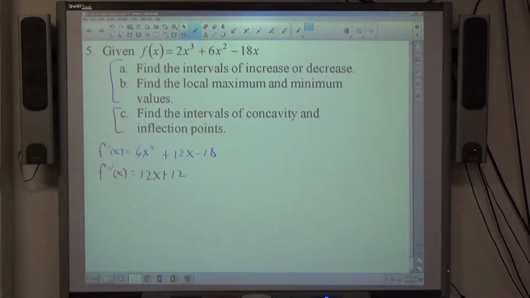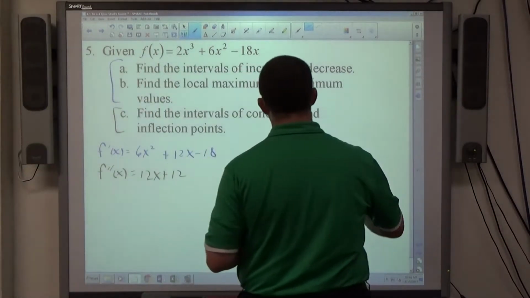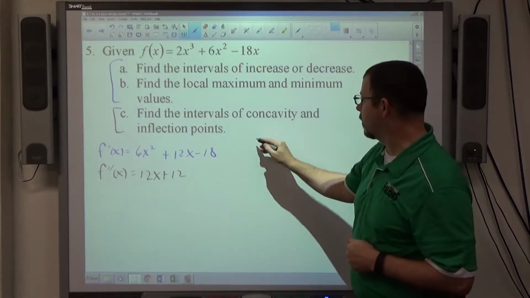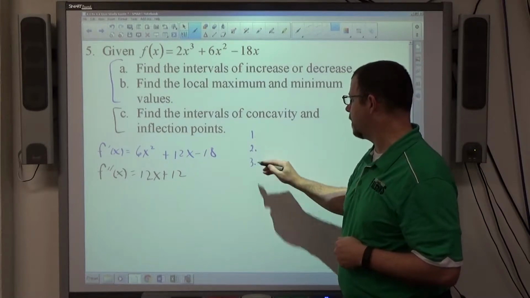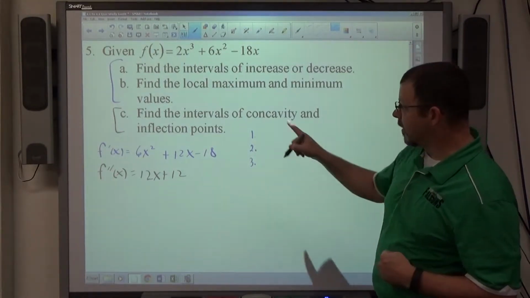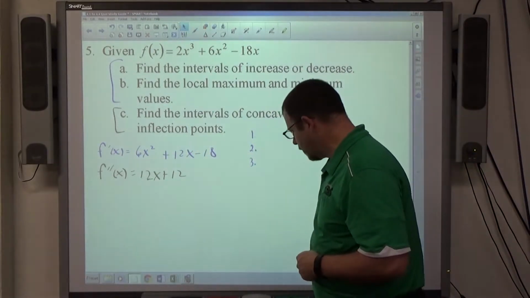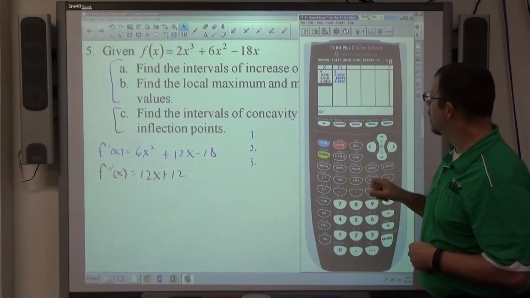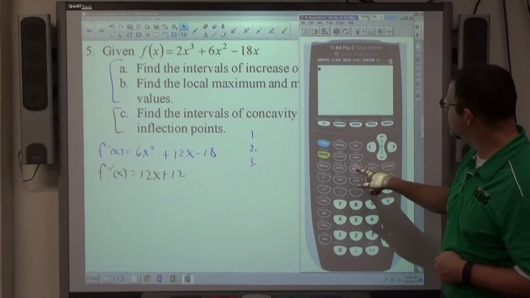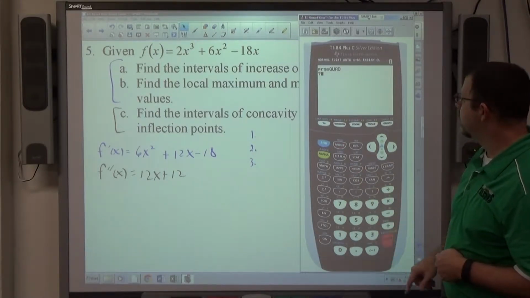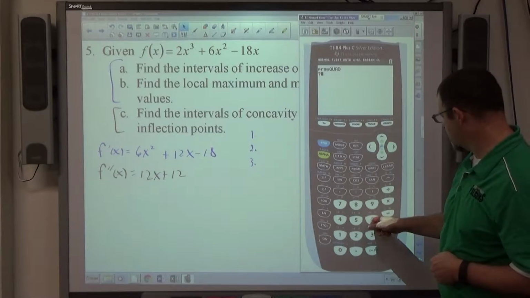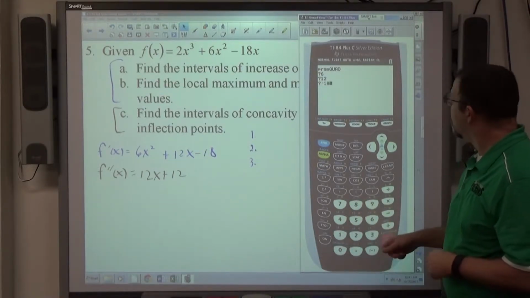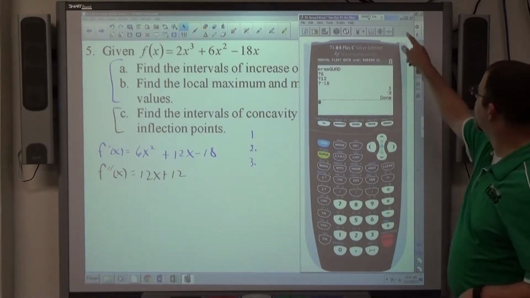So as far as A and B are concerned, intervals of increase, decrease, and max and minimum values, I'm going to work with my first derivative. I want to find critical numbers, criteria 1, 2, and 3. Criteria 1 is the derivative equals 0. We have a quadratic function. If we set that equal to 0, just use the quadratic formula. Type in my A, B, and C, which are 6, 12, and negative 18. We get zeros of 1 and negative 3.